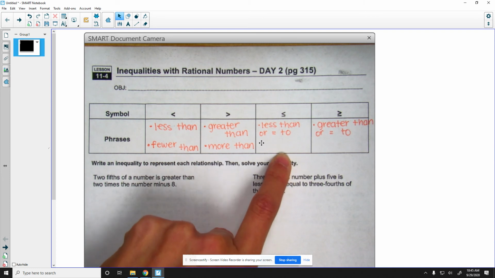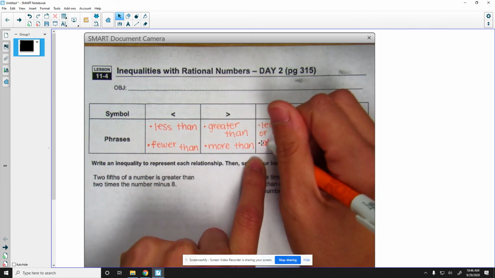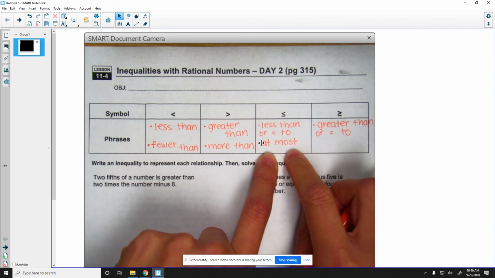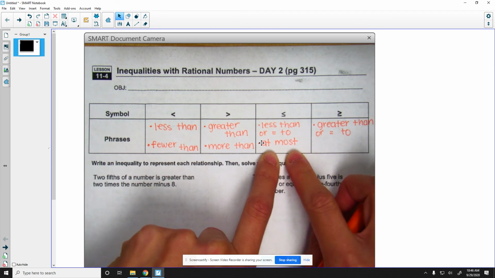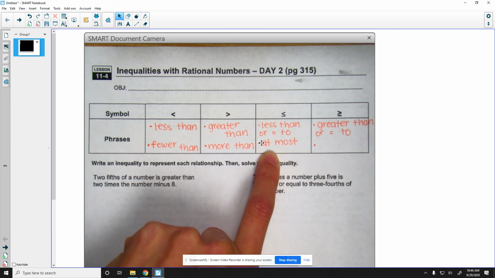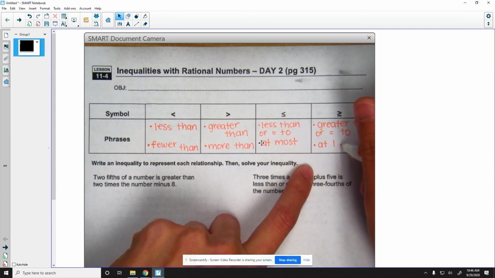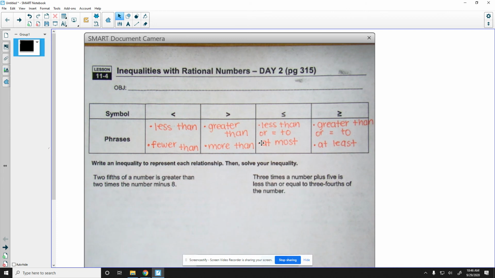If you are less than or equal to, that means that you can't have any more of that. So you can also see the word at most. So you have at most $10 or whatever the problem says. Okay, so what is the opposite of at most? Brooke? Yeah, at least. Okay, finish writing that down.